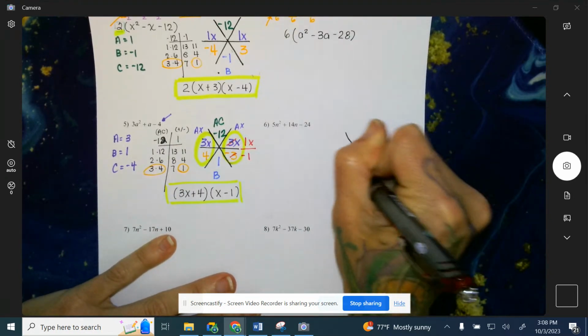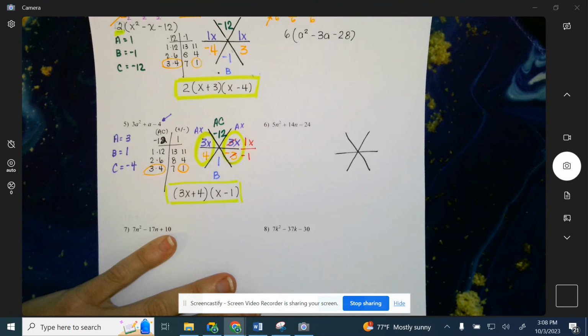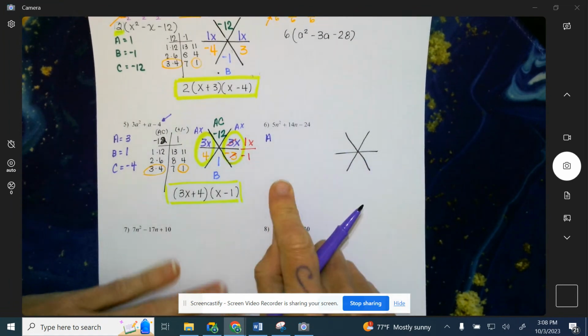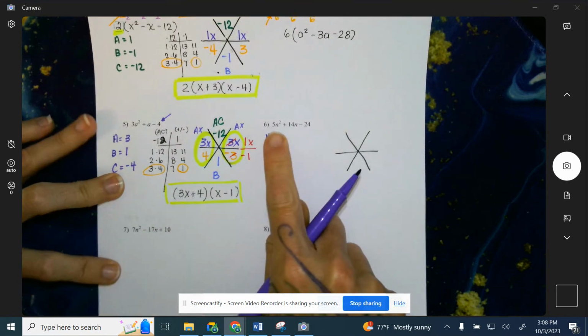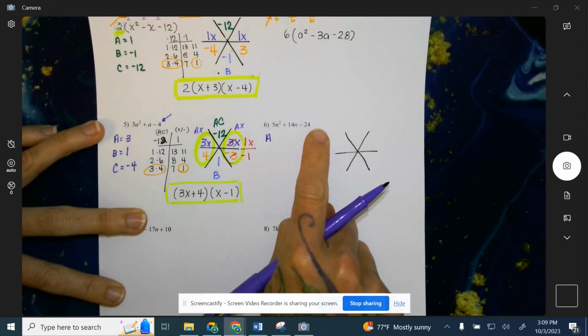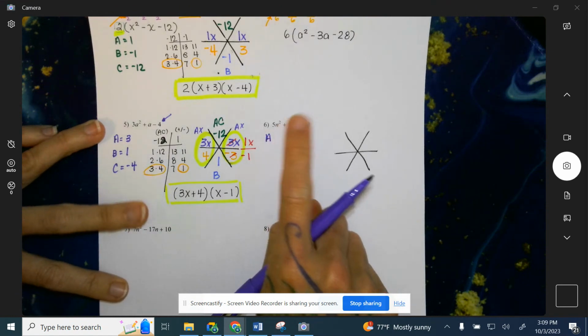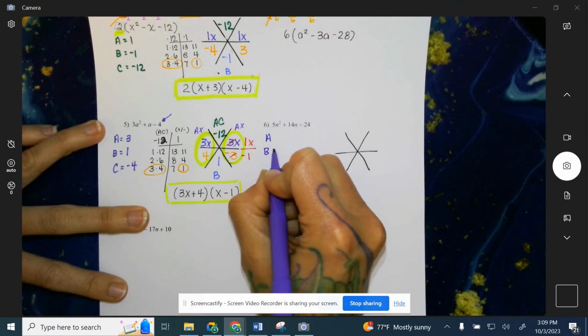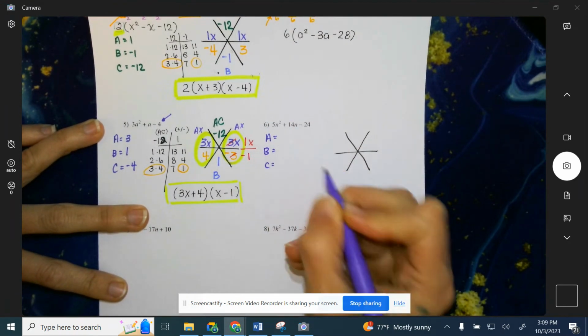All right, so I'm going to work on my big star. First and foremost, I need my A value. I'm going to check to see if I can DCF. There's a 5 in the front. 5 does not go into 14, so I can stop. There's not a variable in the back, so there's not a variable in all 3 terms, so I can't pull one of those out. So at that rate, we're just going to look for our A, B, and C.